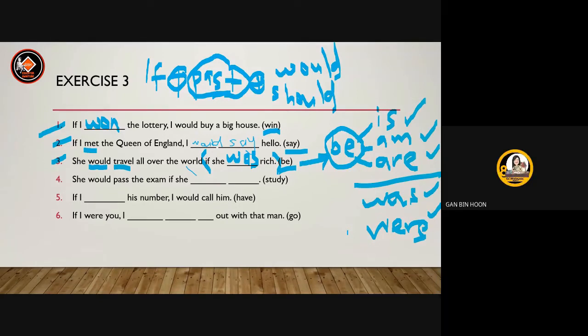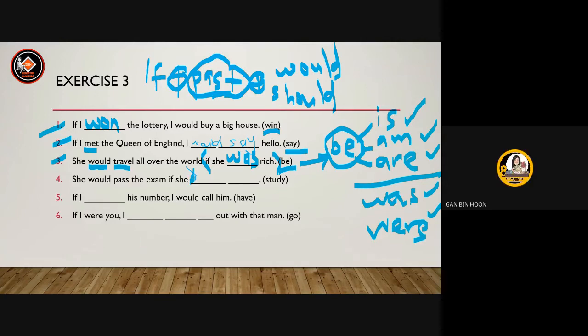Teacher, kenapa ada dua? If tak ada dua, dia jadi she would pass the exam if she studied, right? But there are two here. Okay, who wants to try? Try. Don't be quiet. If she... Again, louder. She will pass the exam if she had studied.